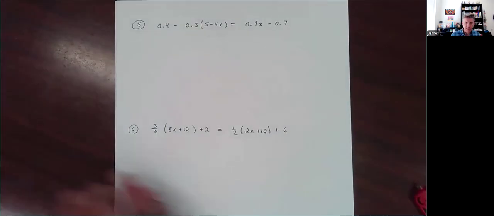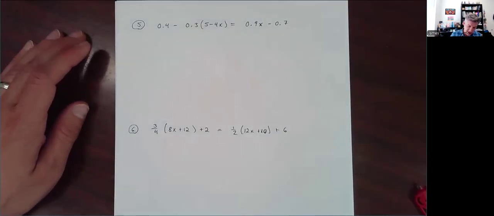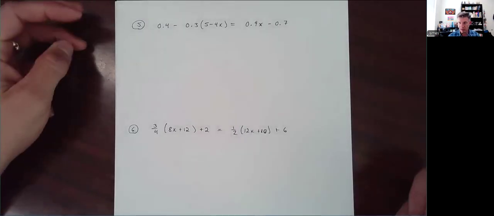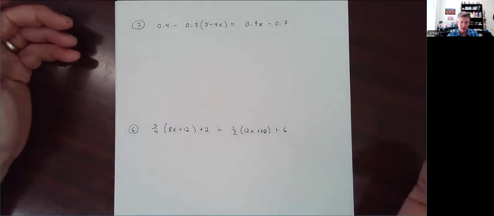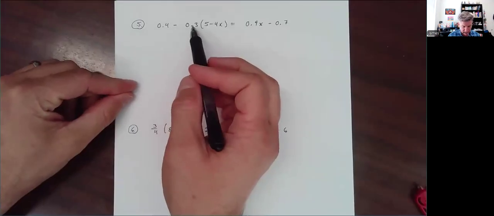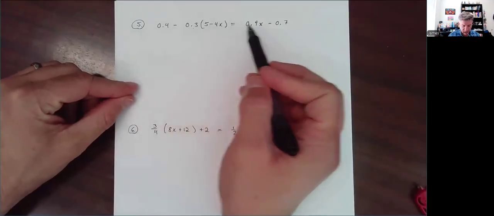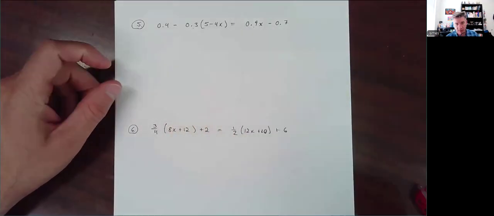One more page. Just a few examples to be helpful. This example, number 5 here, has the same idea as the previous one, it's just a little harder to see it. Or maybe not, actually. So 0.4 minus 0.3 times parentheses 5 minus 4x equal to 0.9x minus 0.7.